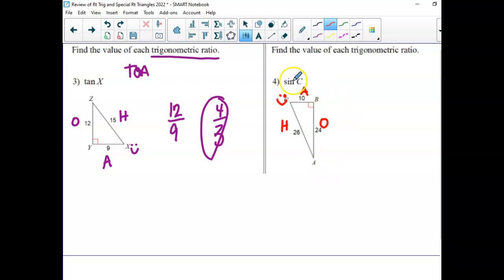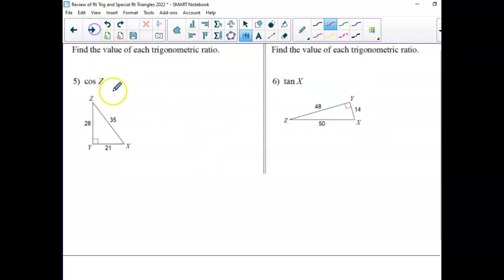Now, sine is... so, sorry, it's not writing nicely. So for the ratio for sine, I need opposite over hypotenuse, so I'd have 24 over 26, which reduces to 12/13. How we doing? Everybody okay? Can you do these two real quick then?